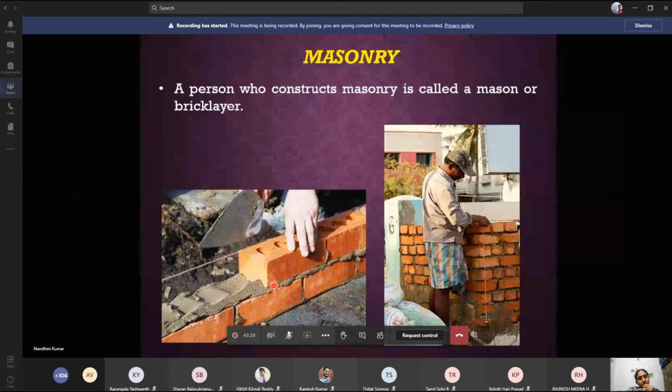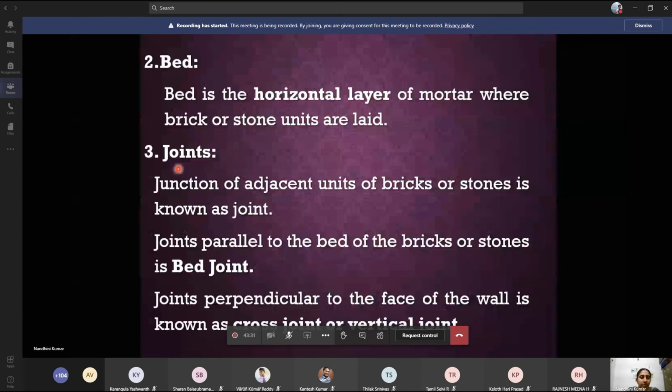Okay. Now we'll see about joints. Junction of adjacent units of bricks or stones is known as joints. You're going to connect two adjacent units to form a junction. That is called joints. Joints parallel to the bed of the bricks or stones are called bed joints. You have a bed, over that you are placing some joint, that is going to be a bed joint. Joints perpendicular to the face of the wall are your cross joints or vertical joints.